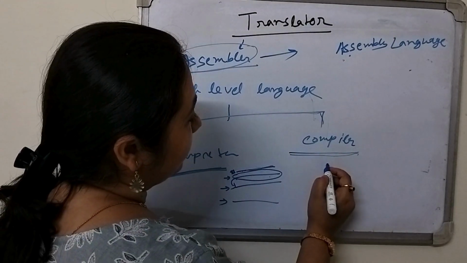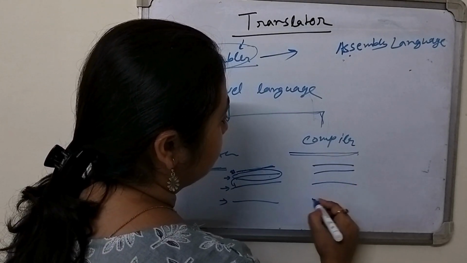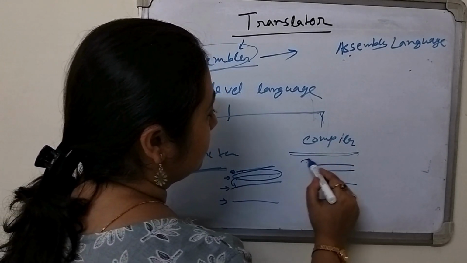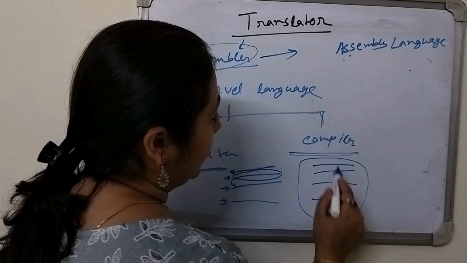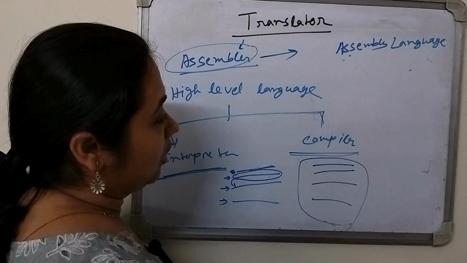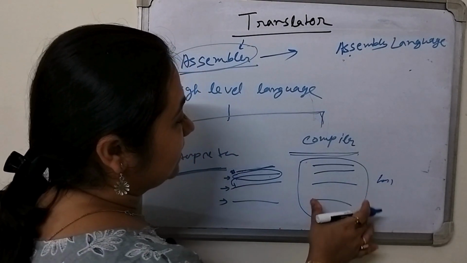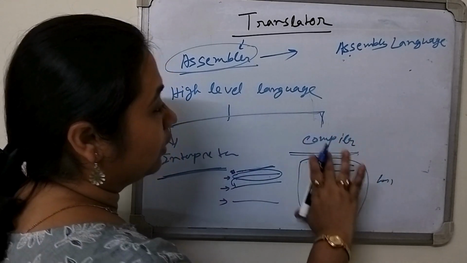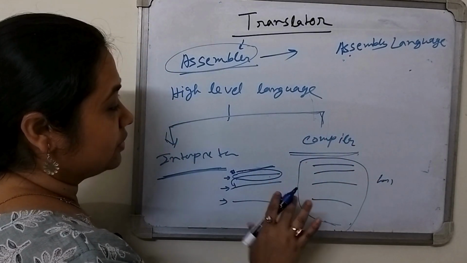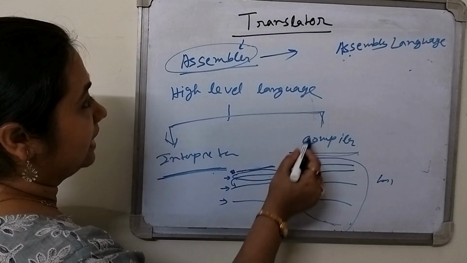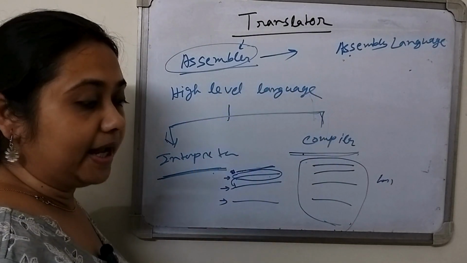And whatever the compiler does, suppose I am writing a program in this way. The compiler will compile the whole program. If any error occurs, it gives the result at the last. That means the compiler compiles the whole thing at a time. So the interpreter and compiler are used in the high level language.